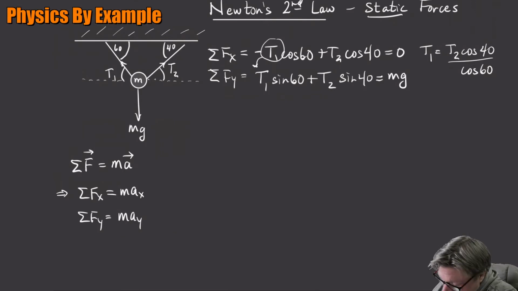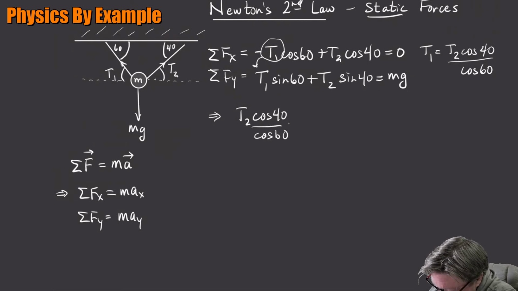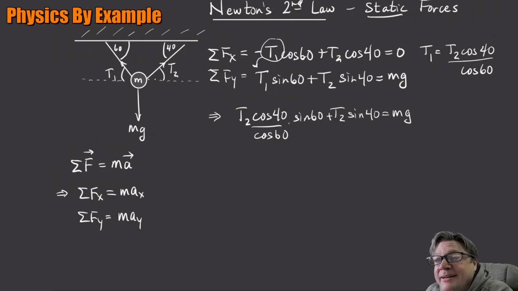So now I just stick it down in the second equation. T1 is T2 cosine 40 over cosine 60, and then I still have a sine 60 up top. And then I got my T2 plus T2 sine 40 equals mg. Oh, I didn't tell you what m was, right? Let's just say m is 100, kind of a standard big mass, 100 kilogram. Okay. So now we're ready to solve for T2.